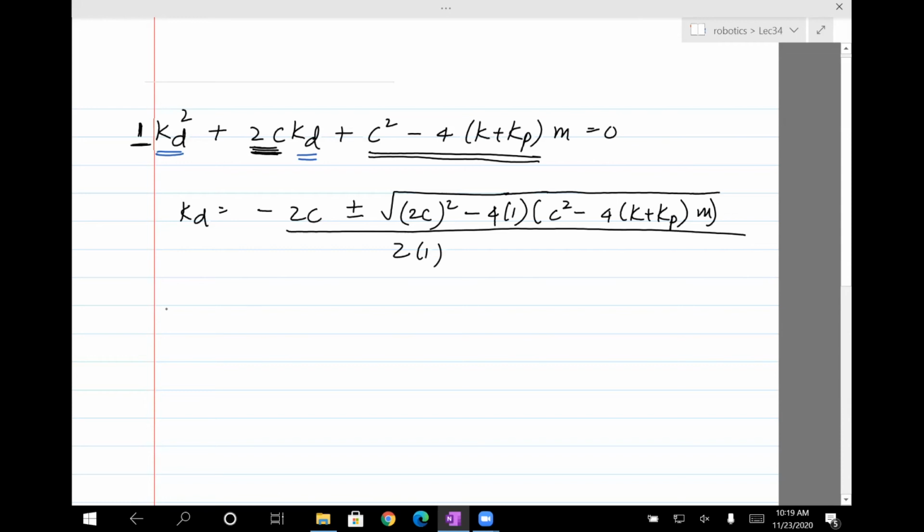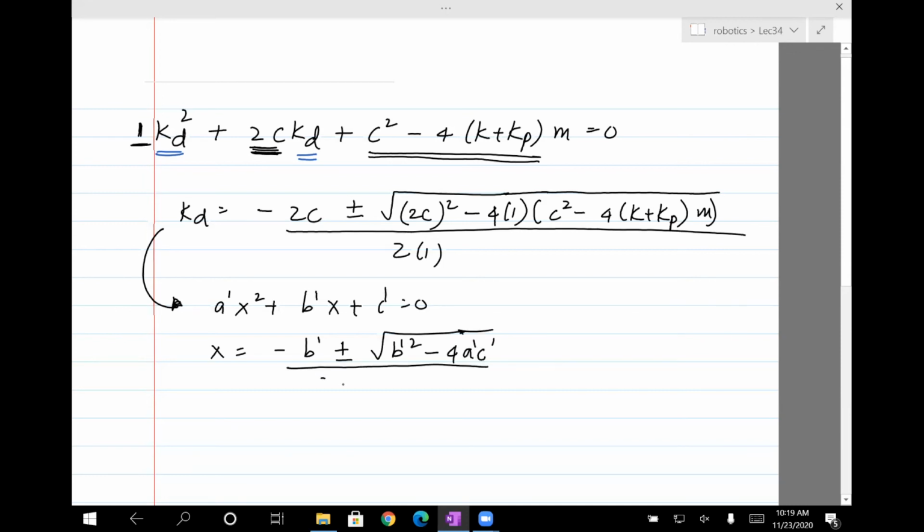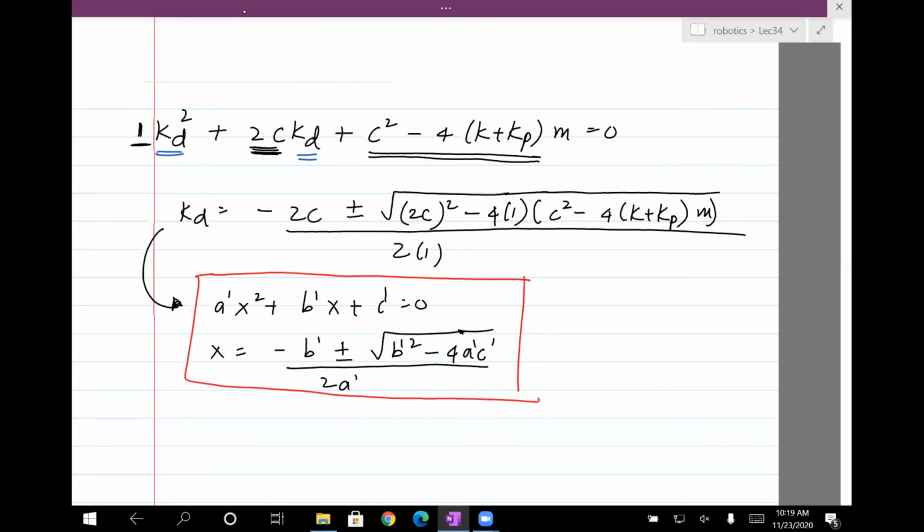Okay, how did I get this? Well, if there's an equation a prime x square plus b prime x plus c prime equals 0, then the solution to it is x equals minus b prime plus or minus square root of b prime squared minus 4a prime c prime, divided by 2a prime. This is the solution of a quadratic equation, and that's precisely the formula I used in order to get the value for Kd, which is in this case x in this equation.